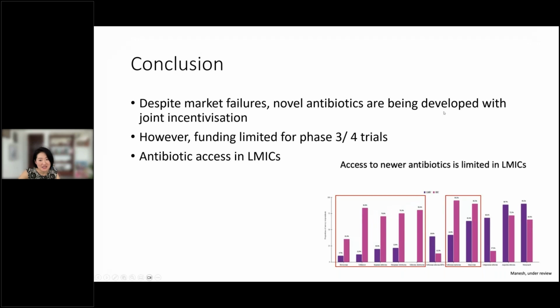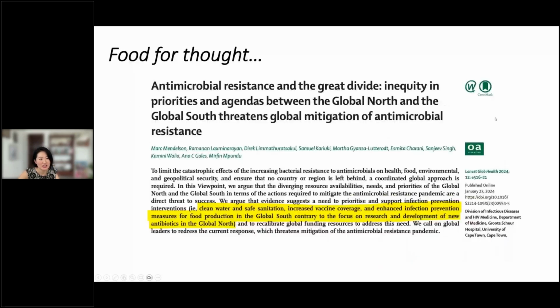So as my last slide, I would just like to highlight this article that's published in Lancet very recently, discussing the discrepancy between strategic priorities in the global north and global south when tackling antimicrobial resistance. In this webinar, we discussed extensively on antibiotic pipelines. However, while novel antibiotics and diagnostics are very important, without good infection prevention and control, antibiotic stewardship, clean water and sanitation, it will be very challenging to catch up with the issue of antimicrobial resistance for everybody.